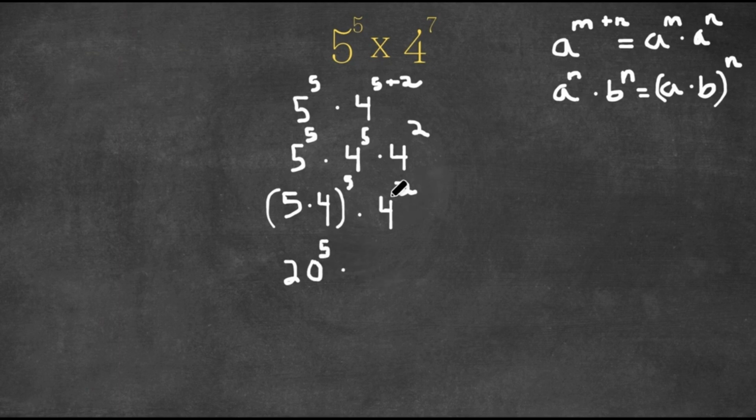times 4 squared. Well, 4 is the same thing as 2 to the power of 2. So we have 2 to the power of 2 to the power of 2. So now we have 20 to the power of 5 times 2 to the power of 2 to the power of 2.